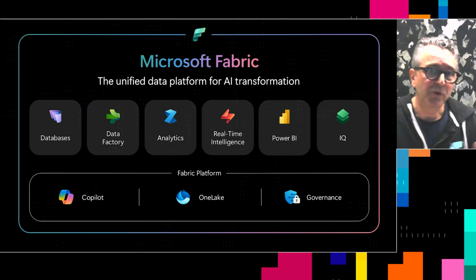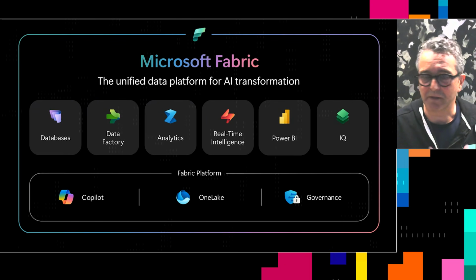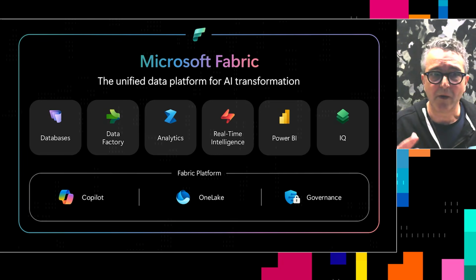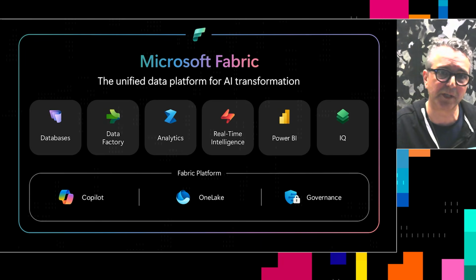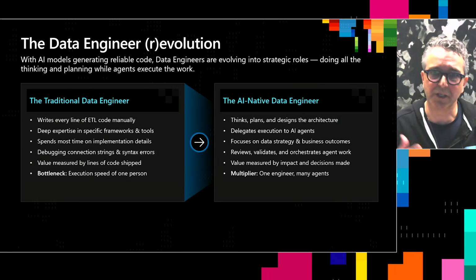For those of you new to Microsoft Fabric, here's a quick foundation before we dive deep into the main topic. Microsoft Fabric brings together the core experiences data teams need in one unified platform, from databases to data orchestration and analytics, real-time intelligence, and Power BI. What makes it special and important in the age of AI is that these experiences are not isolated. They are connected through the Fabric platform with OneLake as the common data foundation, governance, and security.